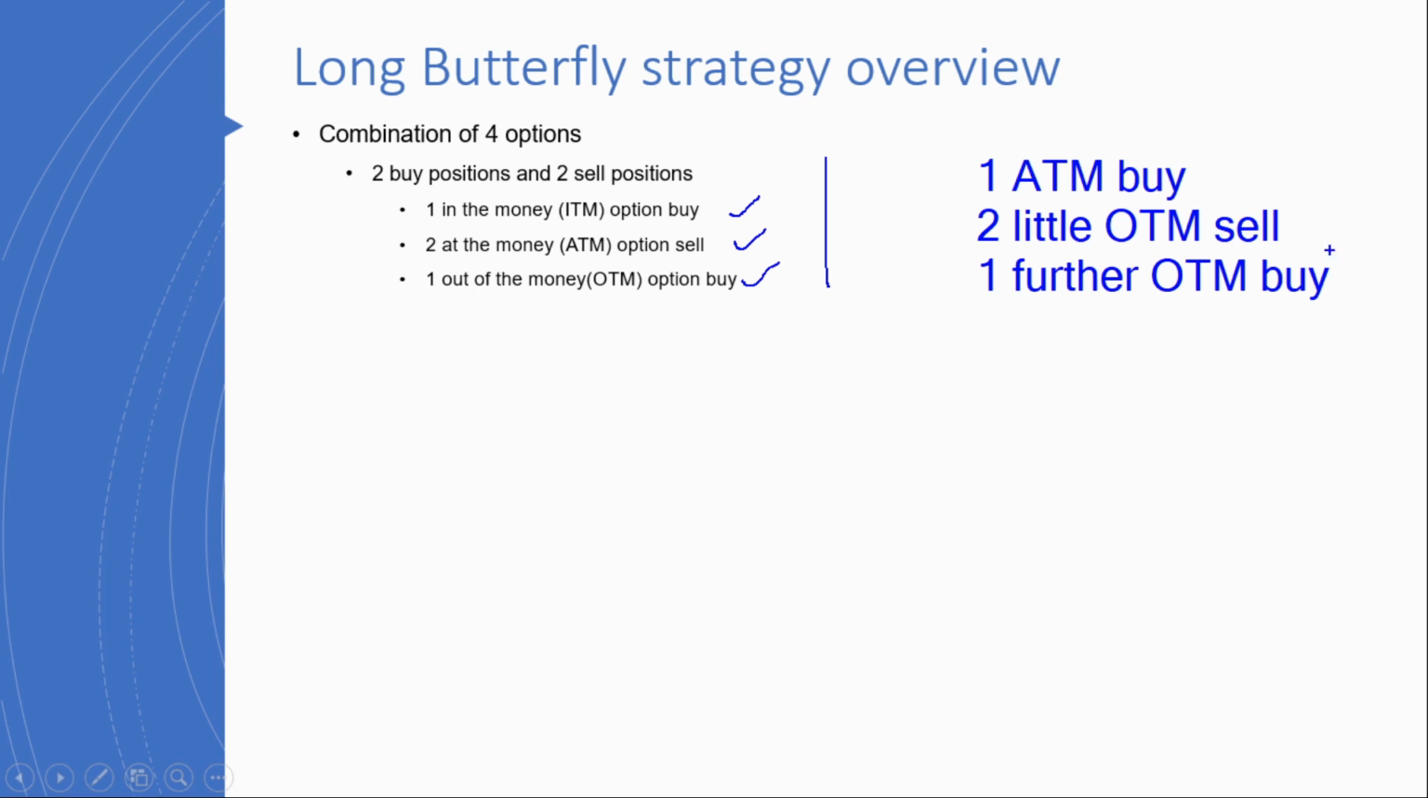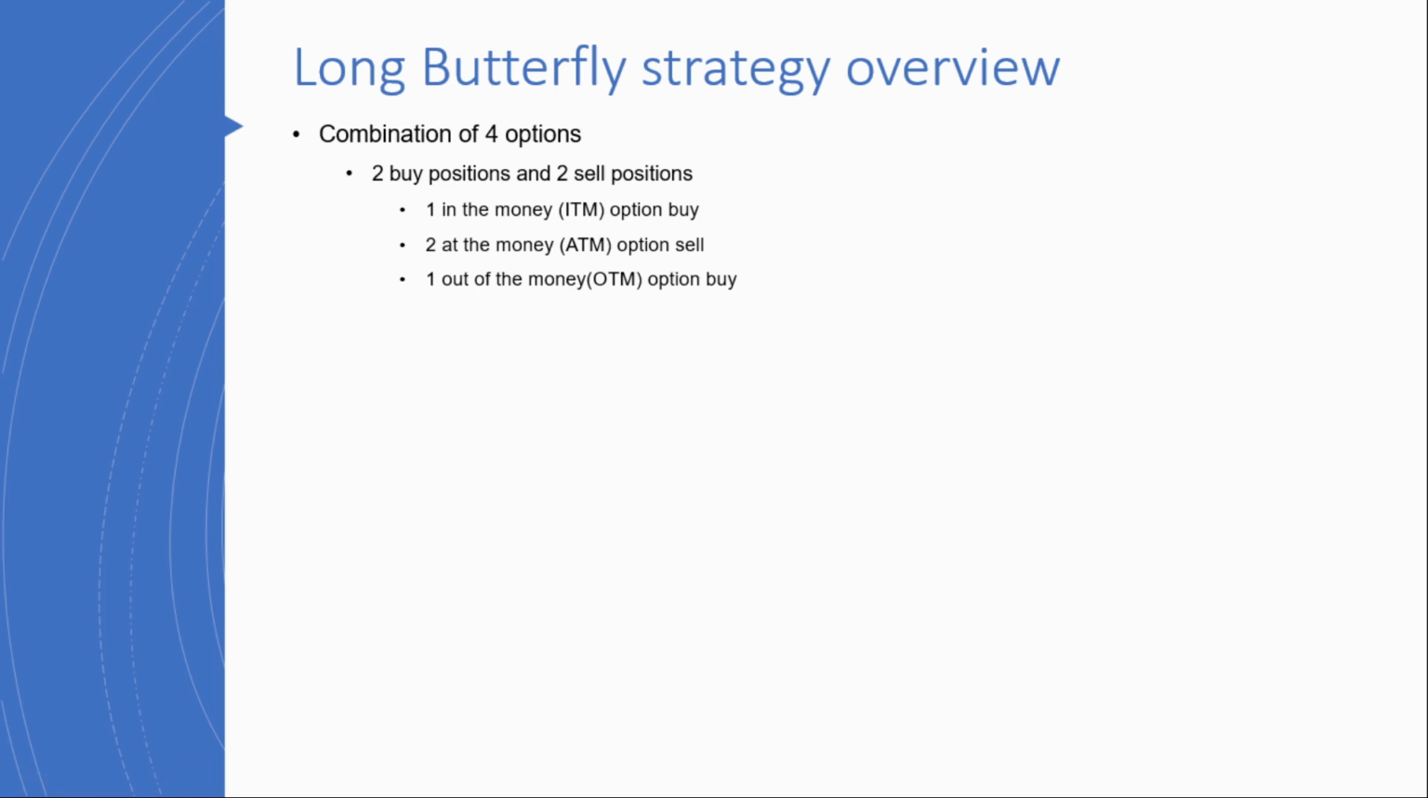And one more thing you need to understand is that this strategy can be formed using call options alone, or you can also form it using only put options alone. That means you can have a long call butterfly. In this case, you are going to buy one in the money option, sell two at the money options, and buy one out of the money option again. So those options will be call options. Similarly, you can construct it with put options also.